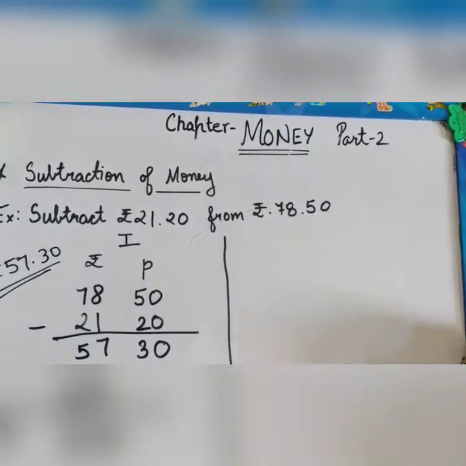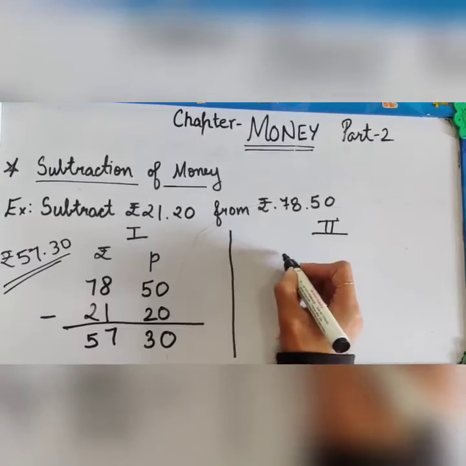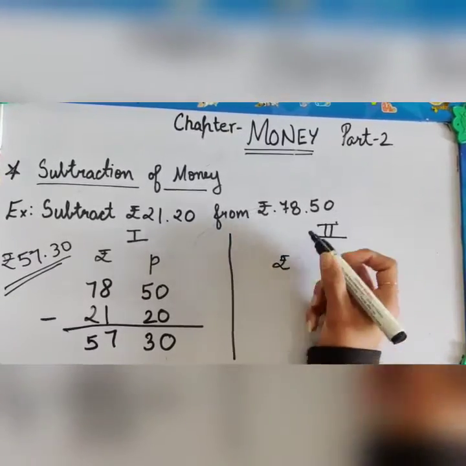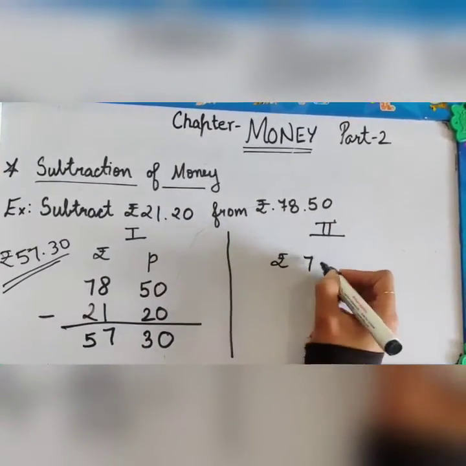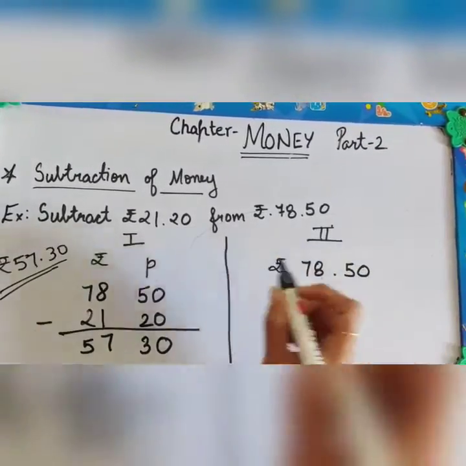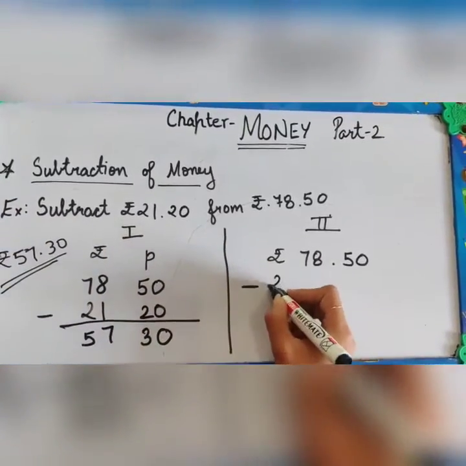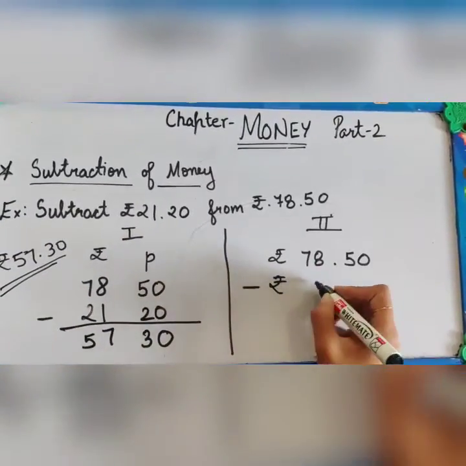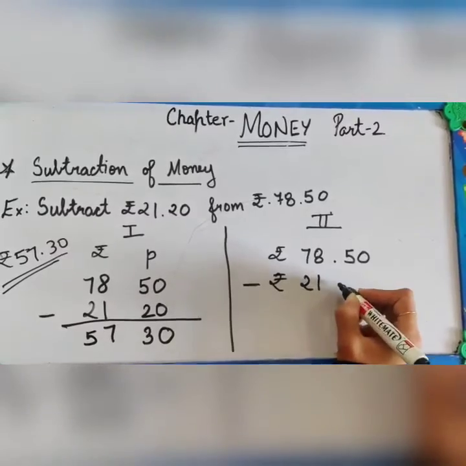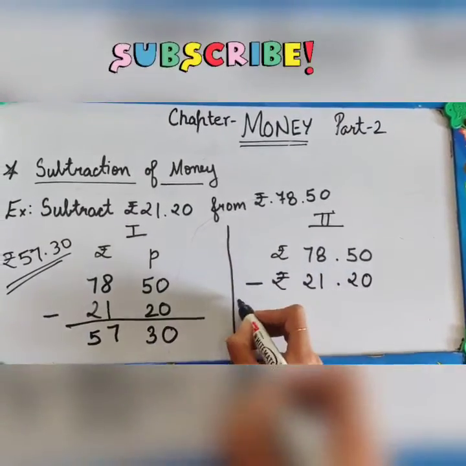Now let us do it by the second method, that is writing it directly. We will put the sign of rupees, then we will write this amount, 78 rupees dot 50 paise. Then we will put the sign of subtraction, then this amount. Here the sign of rupees below it, 21 below the rupees amount, then dot below dot and then 20 paise.